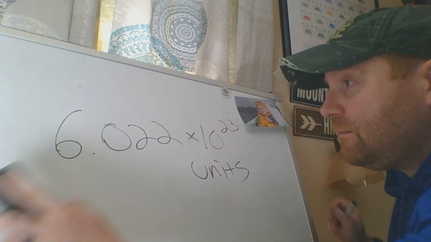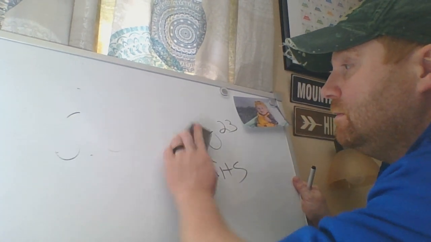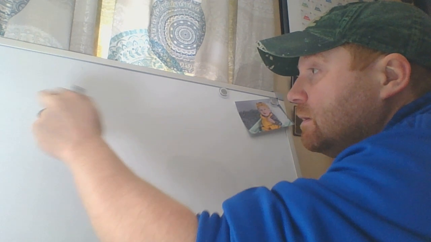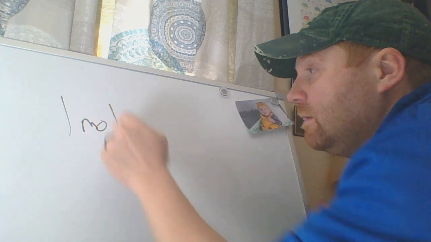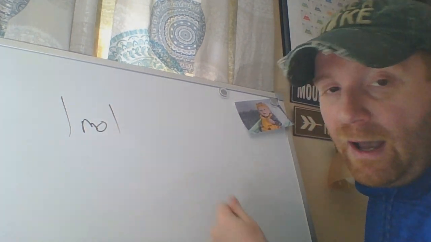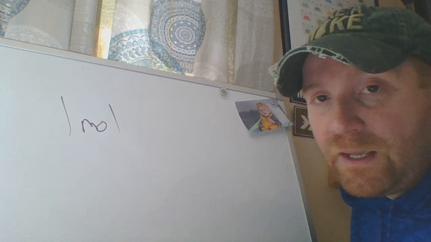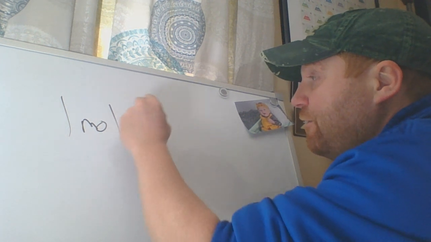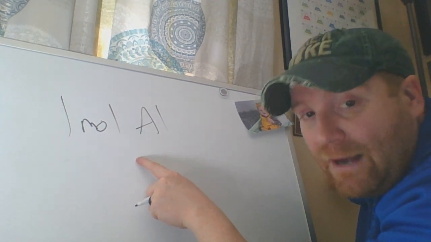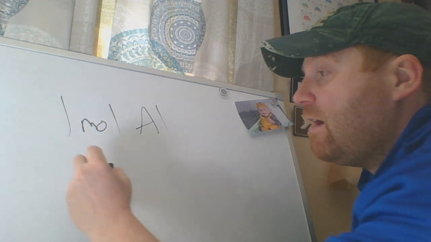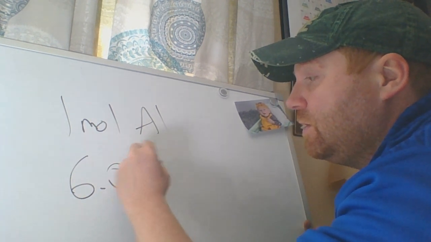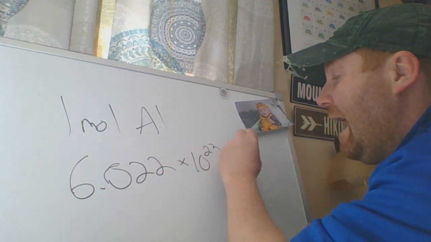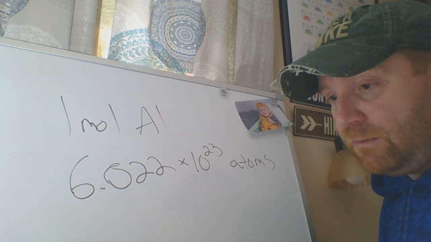If I have one mole, and by the way, the abbreviation is MOL. I don't know why they don't put the E on the end, but it is what it is. 1 mole of aluminum. If I have a mole of aluminum atoms, I have 6.022 times 10 to the 23rd atoms of aluminum.